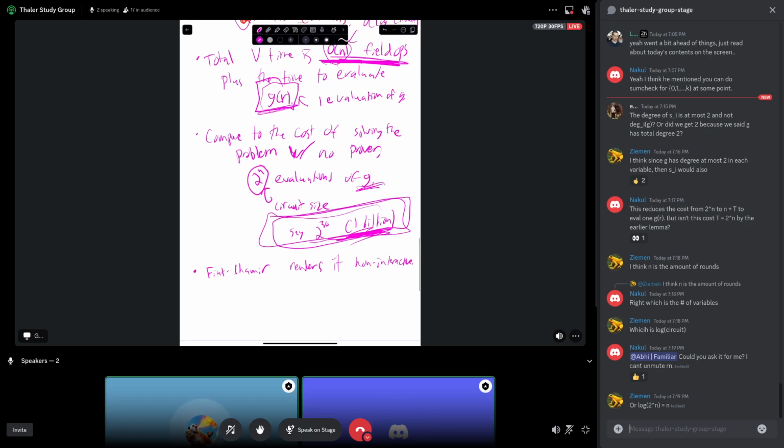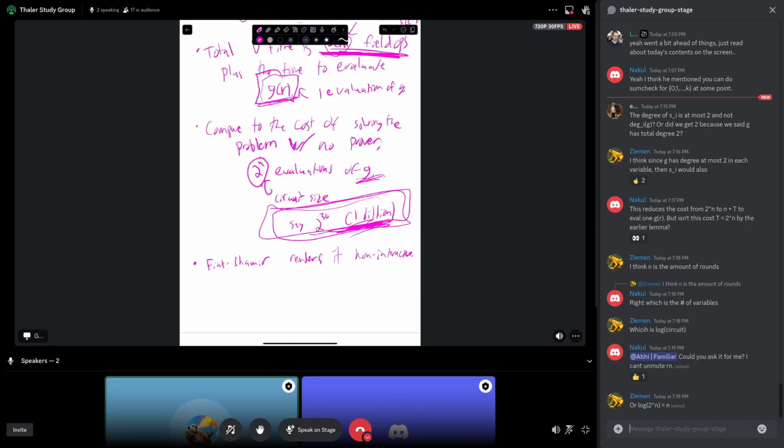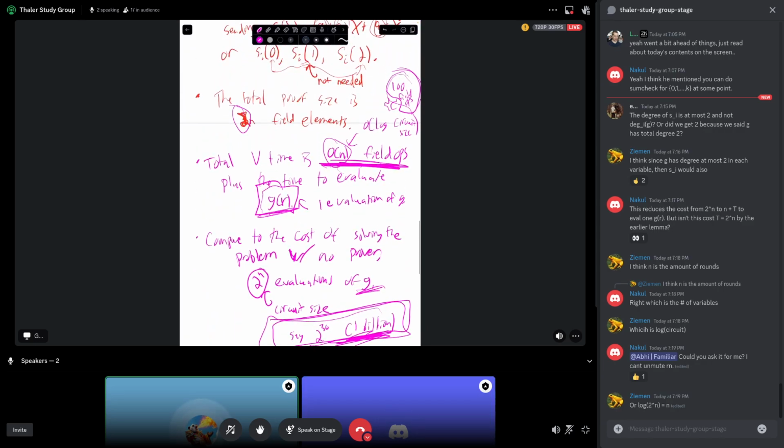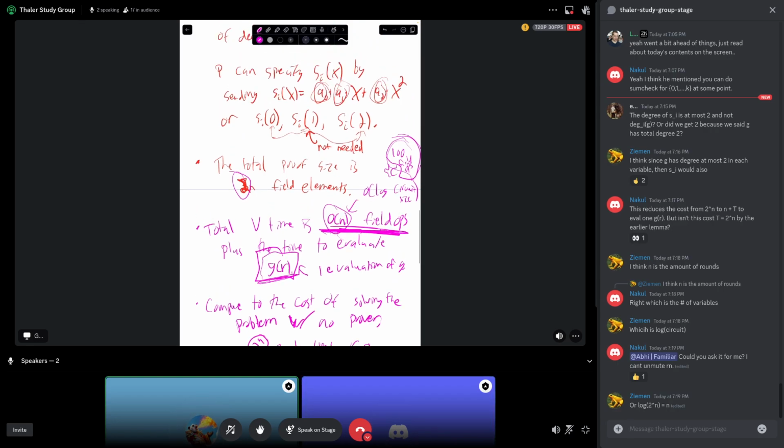Okay, and there is a question. Let me know when's a good time to pause. Okay. The question is basically, it sounds like this reduces the cost from 2 to the n to n plus t to evaluate G of r. But isn't that cost equal to 2 to the n from before? I think the question is essentially, how does this actually speed things up?